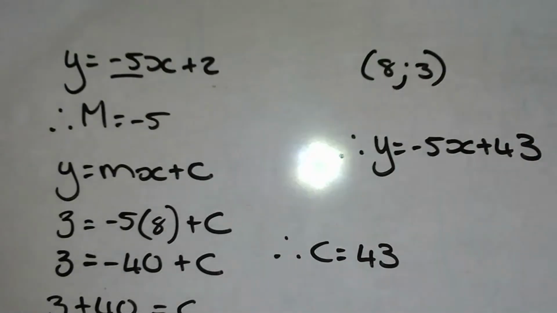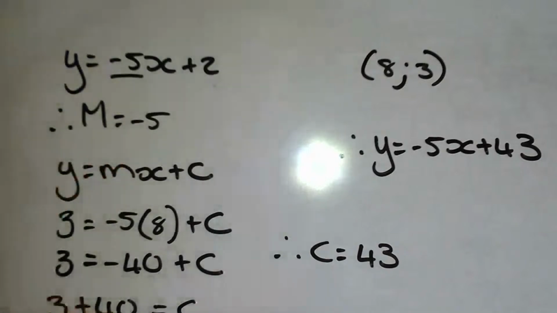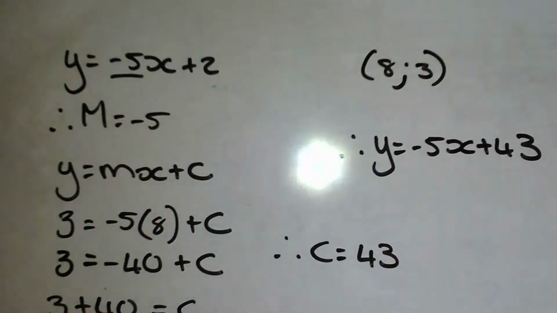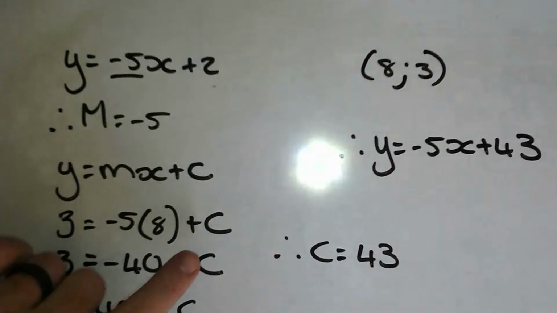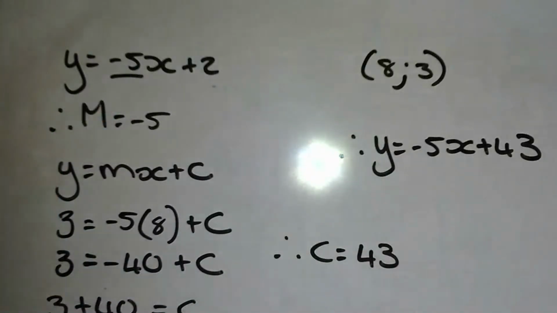Okay, so what did I do? Let me recap. So I've determined that the gradient is negative 5. I then write down the basic formula, which is y equals mx plus c. The goal is to find the value of c, which is your y-intercept, to ensure that you find the line or the equation that will run parallel to the current equation that you have in this case. Okay, so y equals mx plus c. I take the coordinate that's given to me.